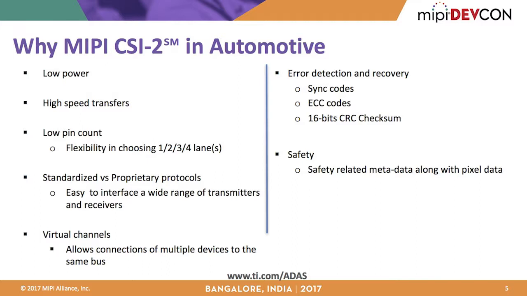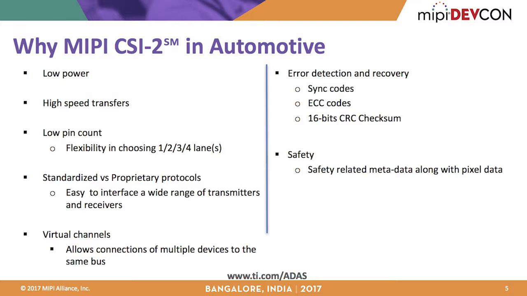And CSI2 allows up to 4 lanes. If you need 4 lanes, you need to add 6 more pins. So with 10 pins, you can have a 6 gigabits per second interface. And with 6 gigabits per second, you can easily connect up to 4 high resolution, high frame rate cameras. To do the same thing over a parallel interface, if it's a 12-bit camera, 12 bits into 4, you're going to need 48 pins. And the same job you're doing in CSI2 with just 10 pins.